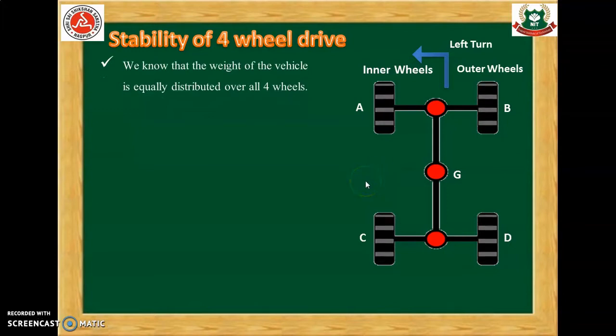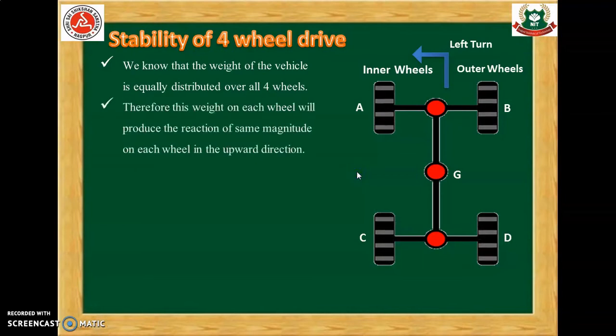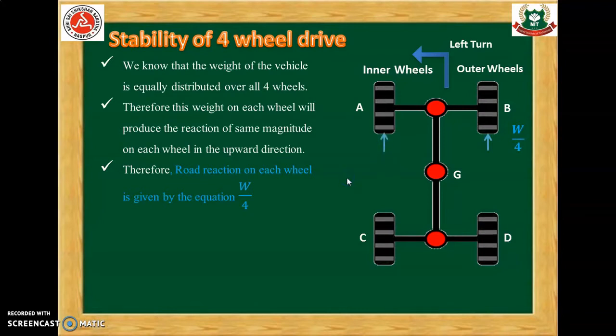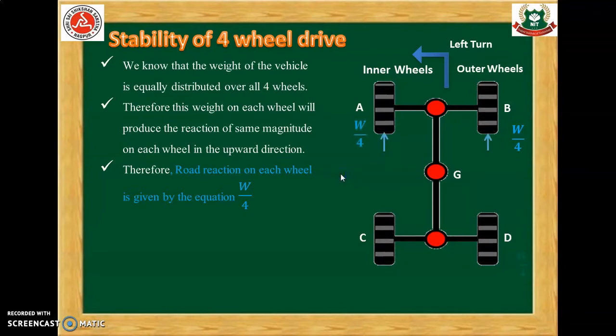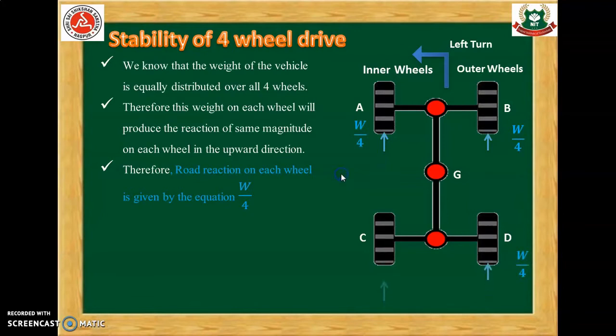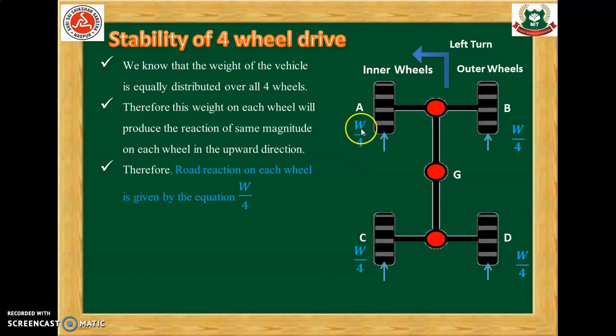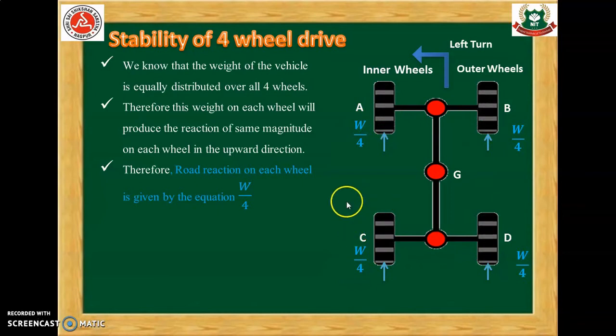We know that the weight of the vehicle is equally distributed over all four wheels. Therefore, this weight on each wheel will produce a reaction of the same magnitude on each wheel in the upward direction. Therefore, road reaction on each wheel is given by the equation W upon 4. You can see in the diagram the force is acting in the upward direction with the magnitude W upon 4 on all the four wheels. Here W by 4 means the total weight of the vehicle is distributed along all the four wheels.